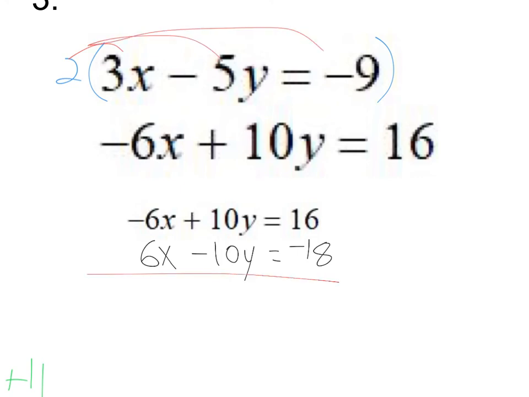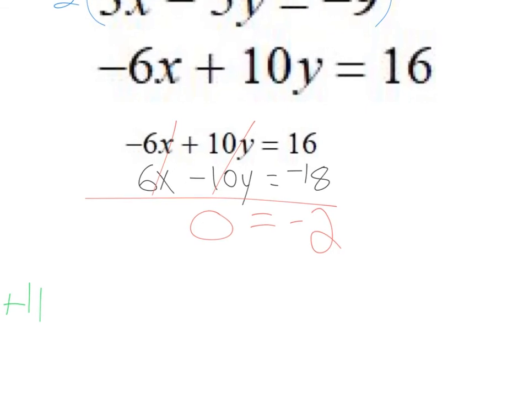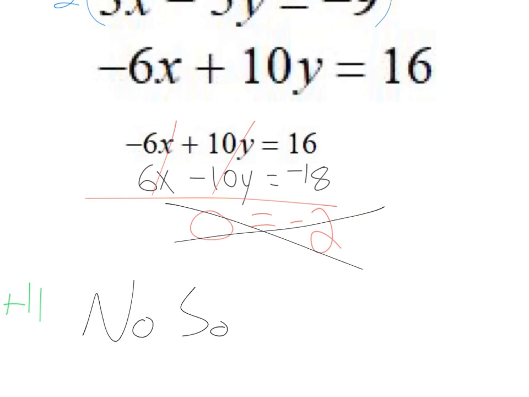All right, so let's add those up. So the x's are going to cancel. The y's are going to cancel. Oh boy. So I'm left with nothing on the left-hand side of the equal sign. On the right-hand side, that'd give me negative 2. Well, there's no more variables. And 0 equals 2. That's clearly not a true statement. So this would be no solution. There's no solution to this system of linear equations. That means, graphically speaking, we've got parallel lines. They would never intersect each other.